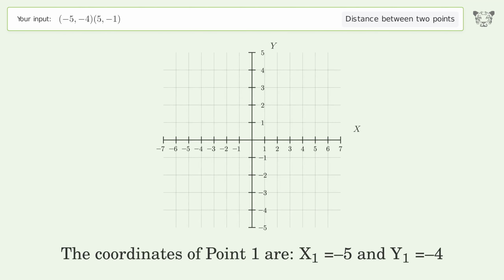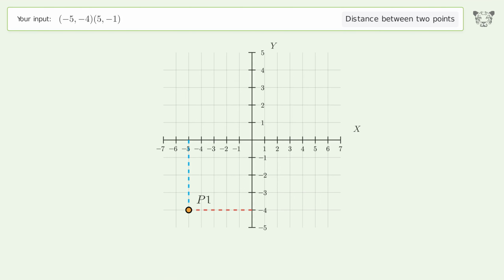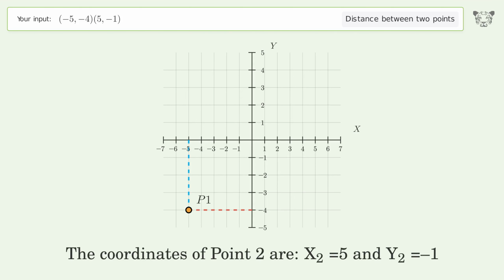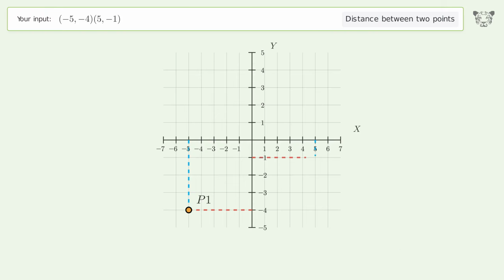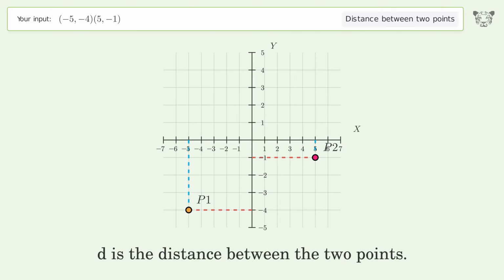The coordinates of point 1 are x1 equals -5 and y1 equals -4. The coordinates of point 2 are x2 equals 5 and y2 equals -1. D is the distance between the 2 points.